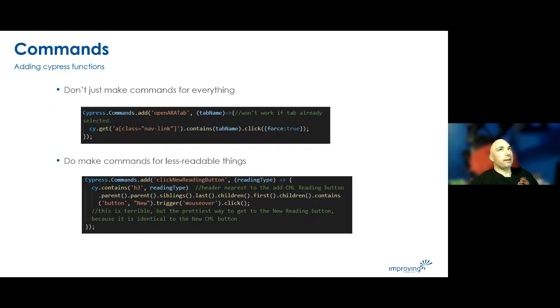The second command here is for clicking a non-unique button on a page. It has to mouse over the button first to make it clickable, and then it can click on it. And as you can see, there's a lot of DOM navigation in that command, and I don't really want that appearing in every single test case.